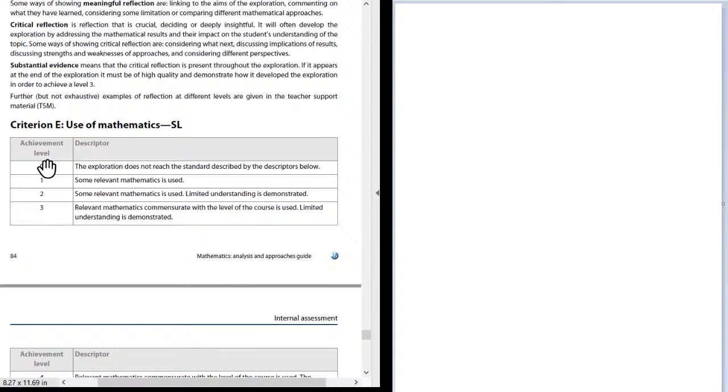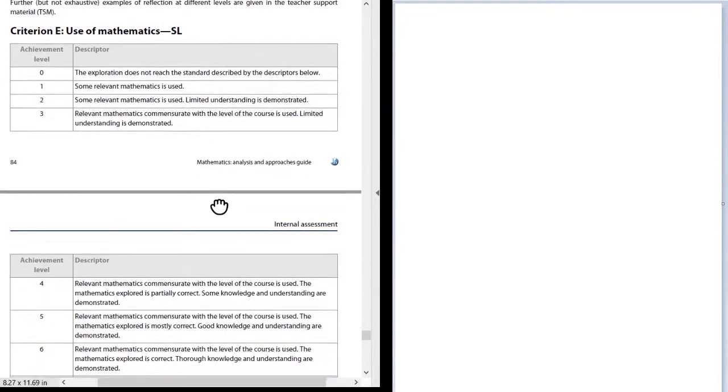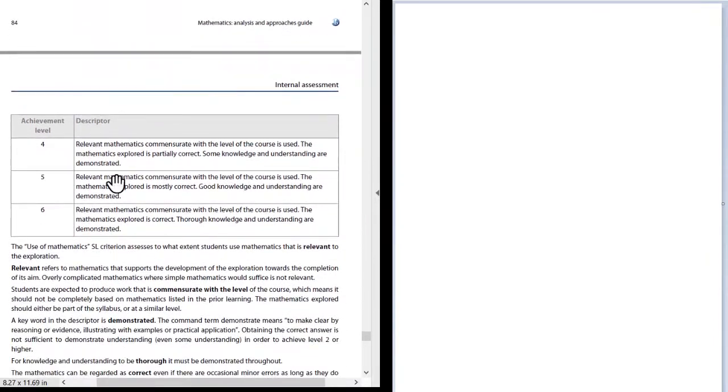This is where the HL criteria diverge. So in the SL, it's use of mathematics. Let's look at some higher levels. Relevant mathematics. I want to show I'm crazy good at calculus, so let me just put a one line in calculus. That's not what this is. You need relevant mathematics, commensurate, so at the level of the course.